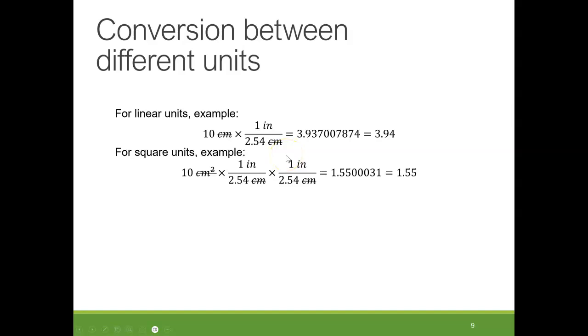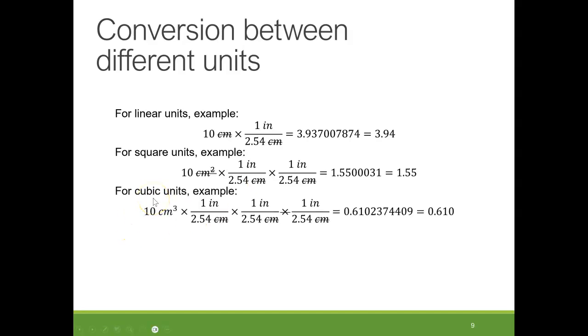So if we're talking about a volume, that's a cubic unit. How many times am I going to have to use that conversion factor? 3 times. So if it's 10 cubic centimeters, you multiply it by 1 over 2.54 3 times. Does everybody feel okay with this?